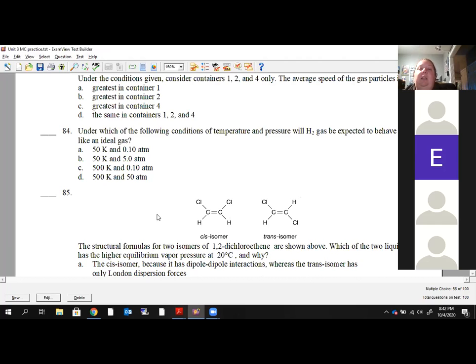And we want it at a low pressure so that we're not starting to condense those molecules together and get closer to a liquid. So we would want the highest temperature and the lowest pressure. And so highest temperature would be the 500 Kelvin, and between those two, my lowest pressure is the 0.1 atmospheres. Thank you. Yep.